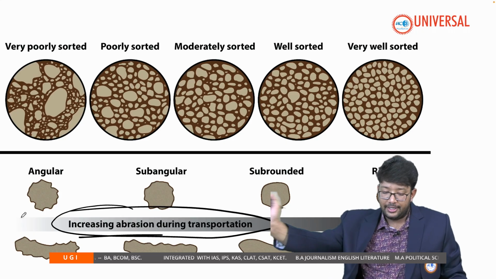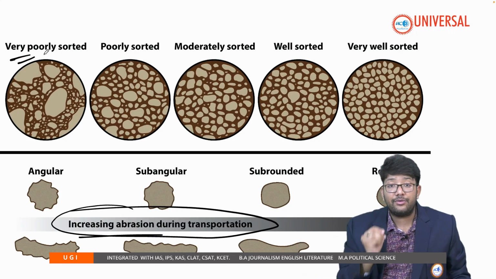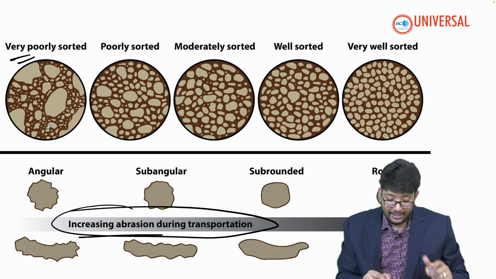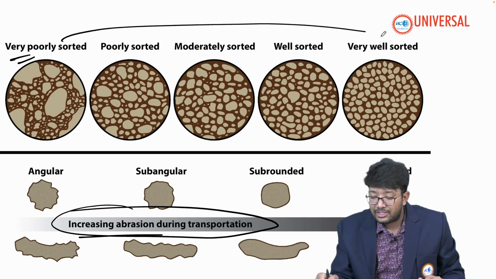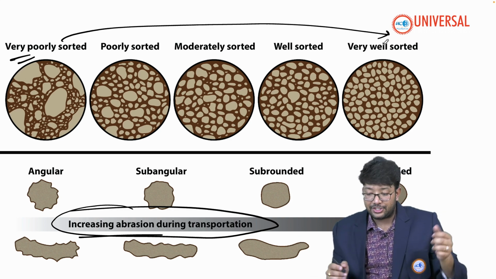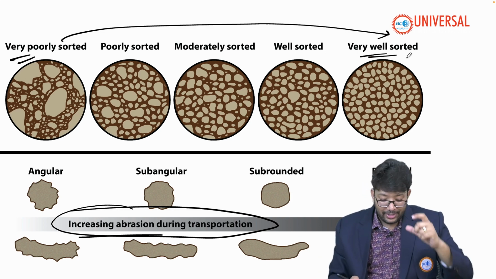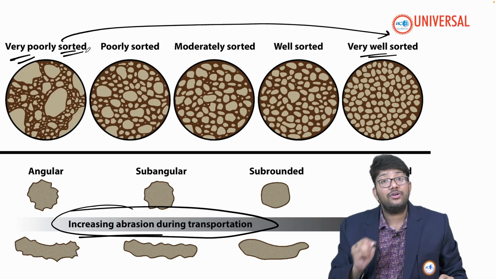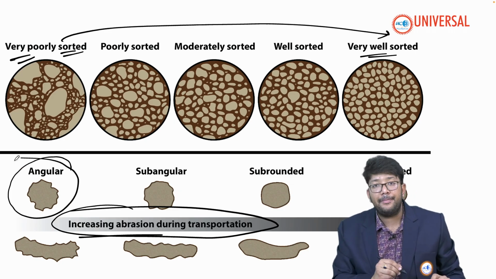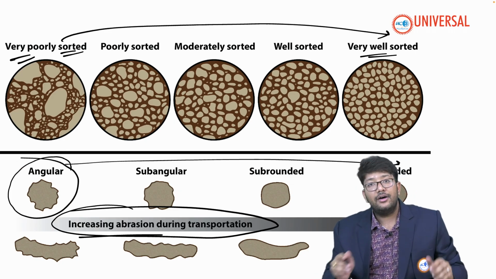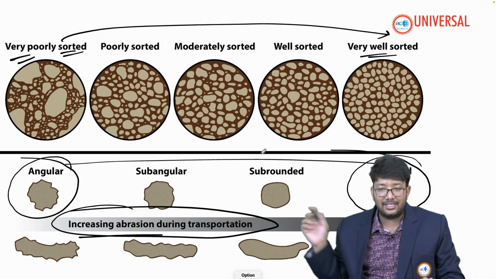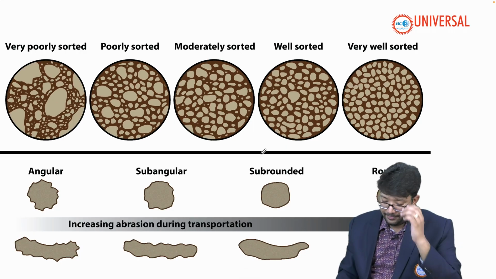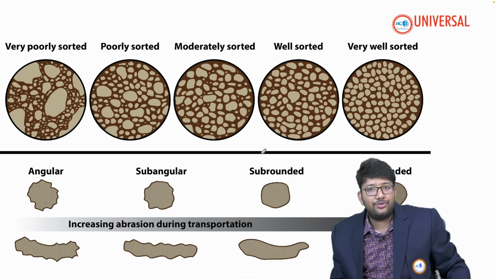What is abrasion? In this first photo, the sediment is not properly sorted. As we go through more cementation and compaction, it will be very well sorted. Initially the poorly sorted sediments will be angular in shape. As we go into further cementation, it will become more round, as you can see in the diagram. Abrasion also increases during transportation.